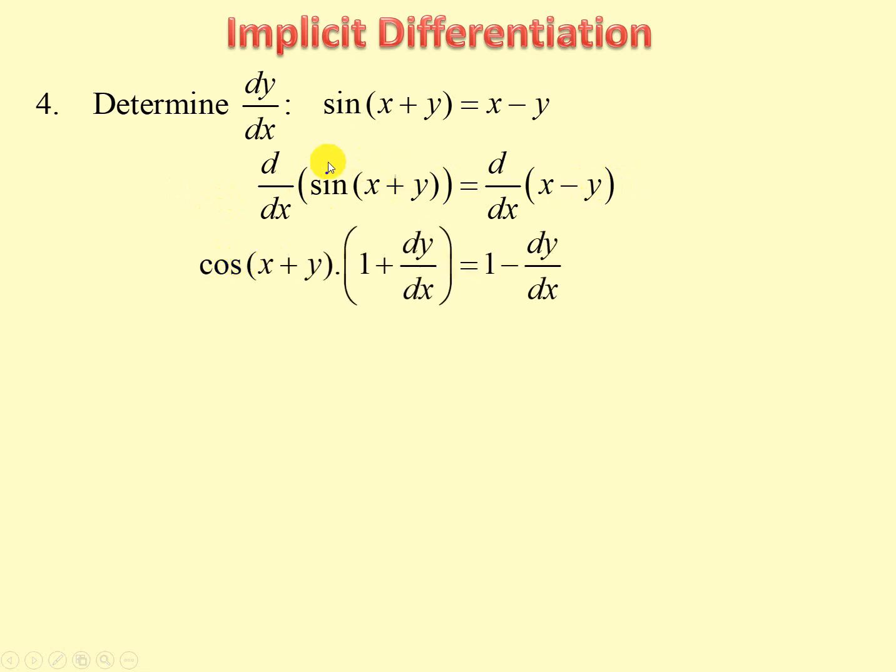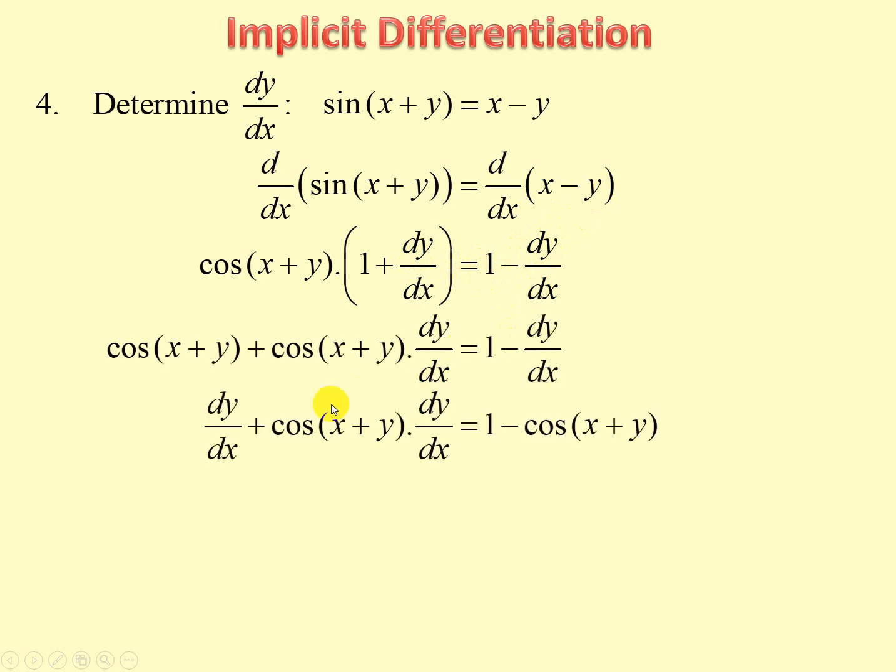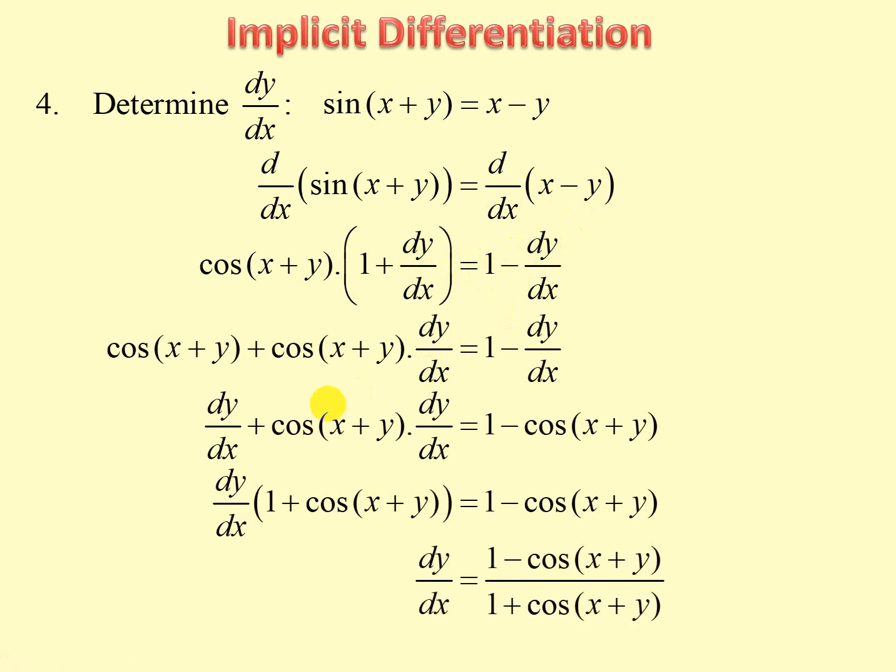So therefore, derivative of sine of x plus y. The outside function is sine, so therefore derivative of the outside is cos of x plus y. And derivative of the inside, 1 plus dy by dx, equals derivative of x is 1, derivative of y is dy by dx. Multiply out, collect dy by dx's on the one side, common factor out, and divide, and there is our derivative of that expression in terms of x, or dy by dx.